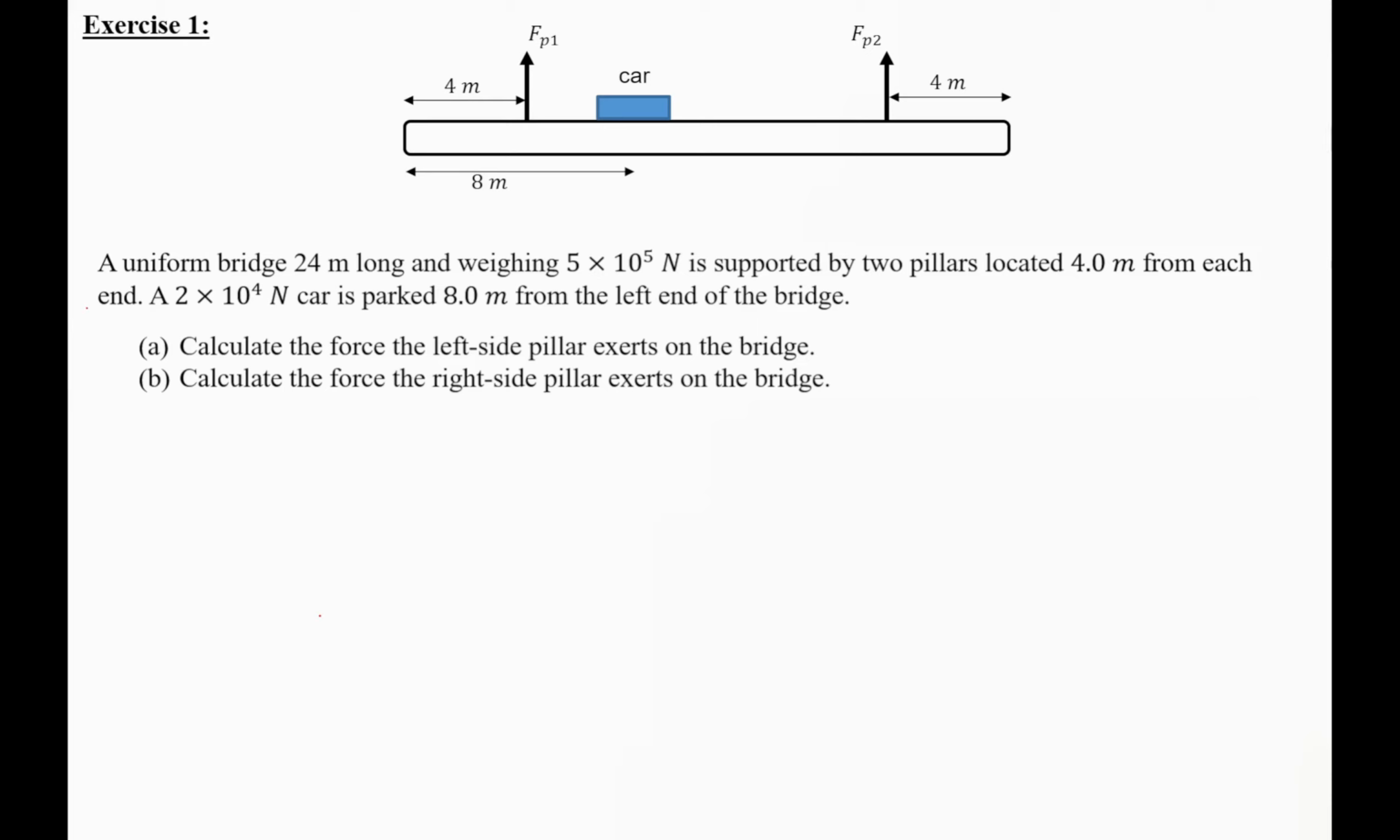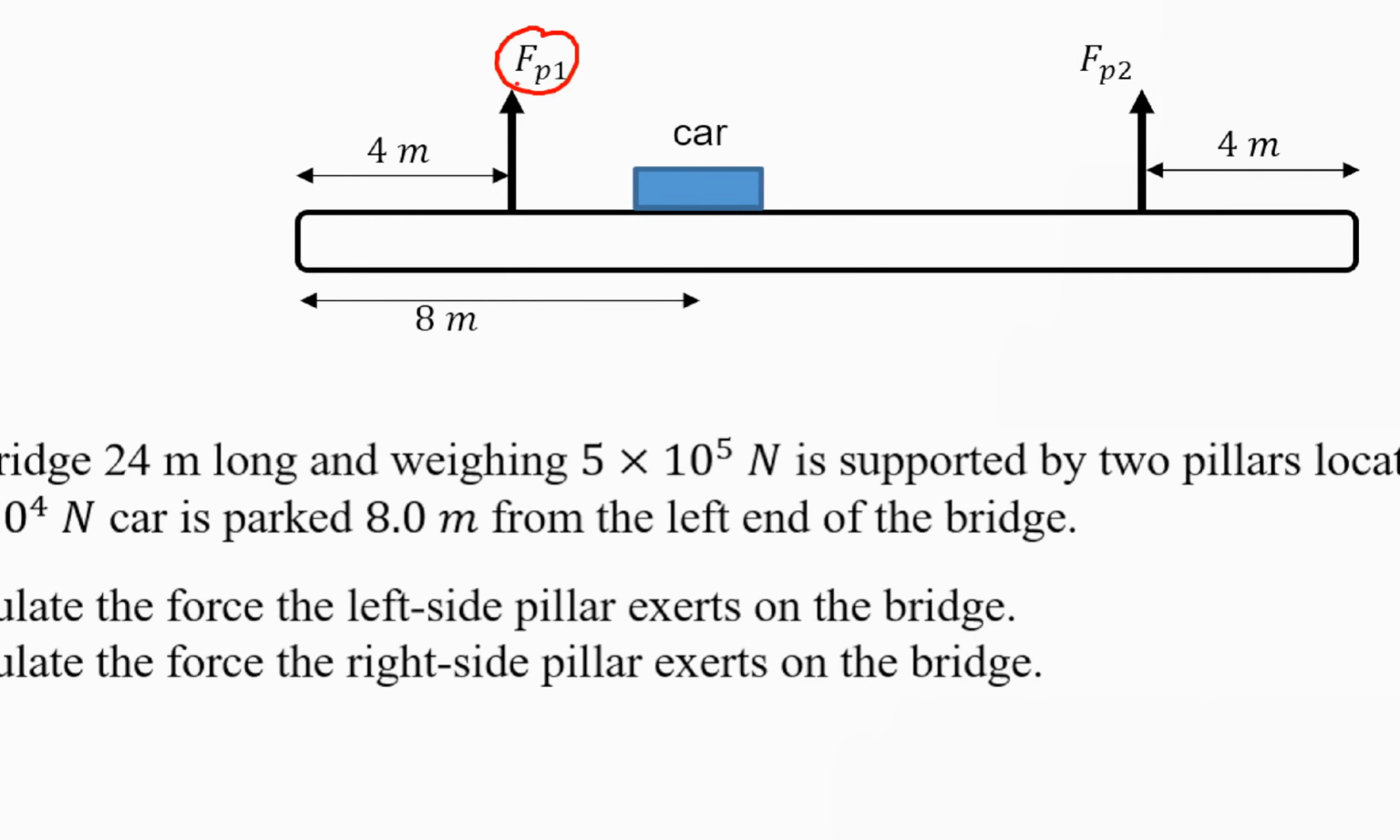A uniform bridge 24 meters long and weighing 5 times 10 to the power 5 newtons is supported by two pillars located 4 meters from each end. A 2 times 10 to the power 4 newton car is parked 8 meters from the left end of the bridge. In part A, we need to calculate the force the left side pillar exerts on the bridge. So we need to determine the force Fp1.